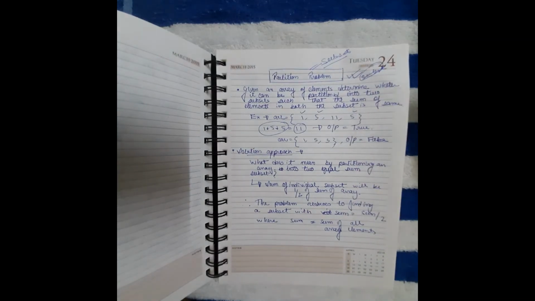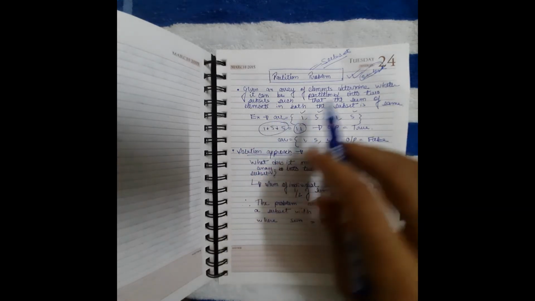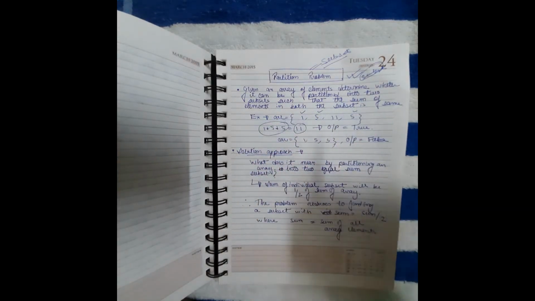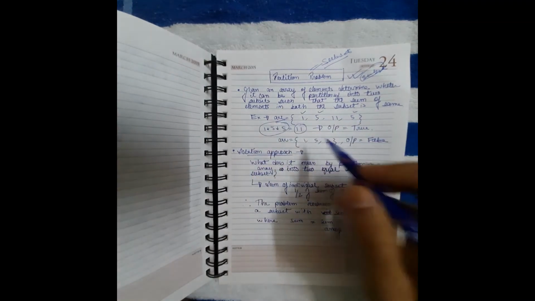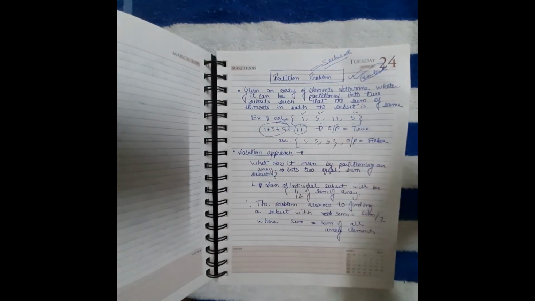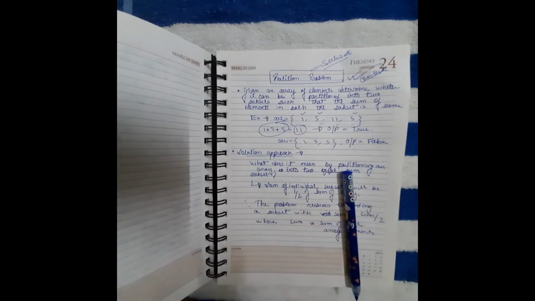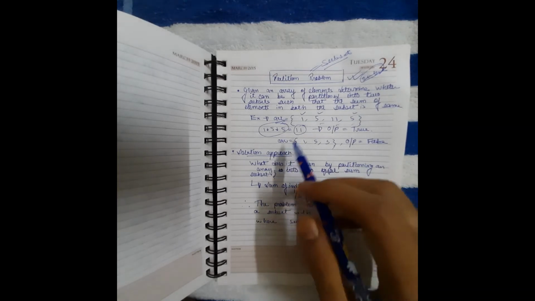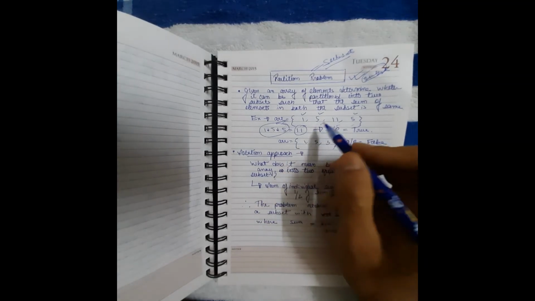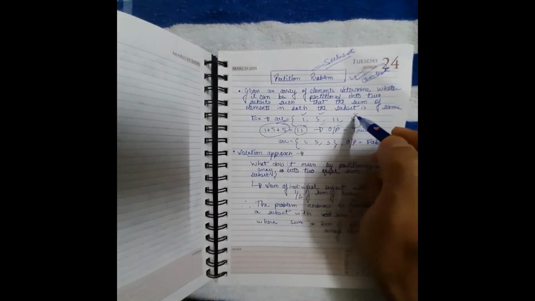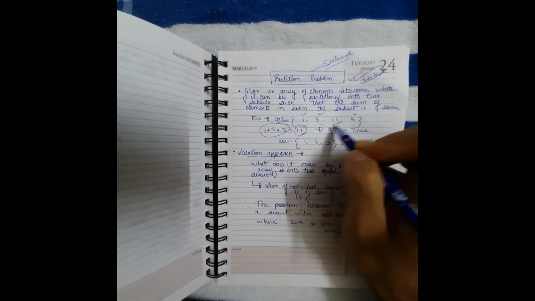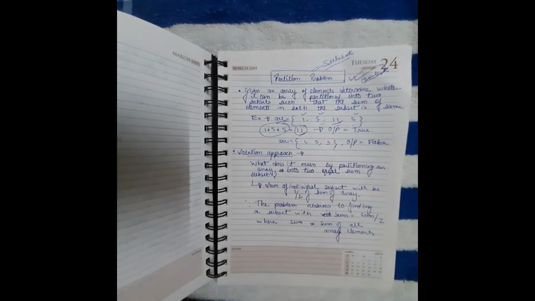So what does this problem say? Given an array of elements, we need to determine whether it can be partitioned into subsets such that the sum of the elements in both subsets is the same. We are provided with an array: 1, 5, 11, 5. We need to find if it is possible to divide the array elements into two subsets such that the sums of the subsets are the same. For this case, if we add 1, 5 and 5, we get a sum of 11, which is possible. So we can divide the array into two subsets with equal sum.